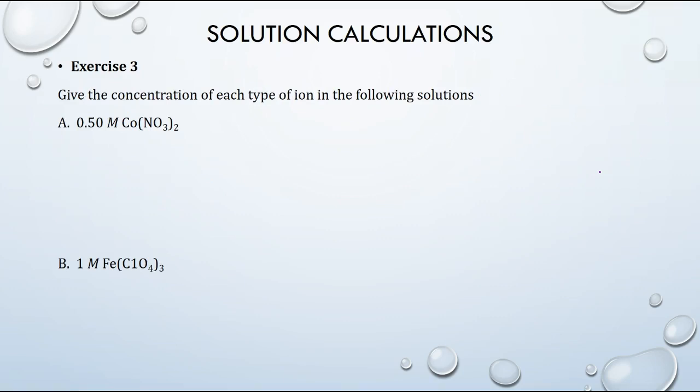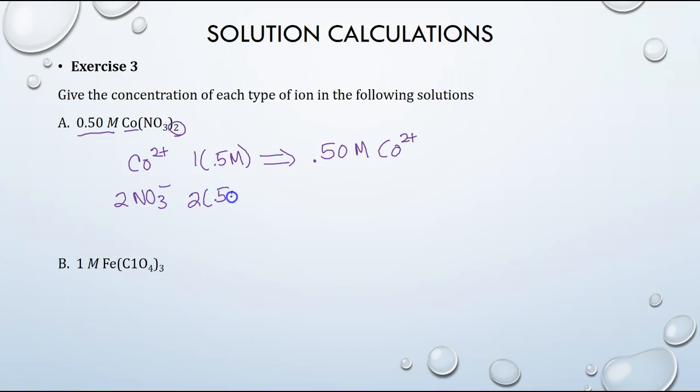Okay. Let's try this. Give the concentration of each type of ion, and this is where we had a little problem on our test because we weren't sure about ions. So if I look at this formula, the number of particles is determined. I have 1 cobalt and I have 2 nitrates. So that means I have cobalt with a 2 plus, and I have 2 NO3 minus groups. Well, if the solution is 0.5, then I take 1 times 0.5 molar for the concentration of the cobalt, which means that the cobalt is 0.50 molar Co2 plus. But down here for the nitrate, I have 2 of them, so I have to multiply it by 2. So I'm going to end up getting 1 molar NO3 minus ions.